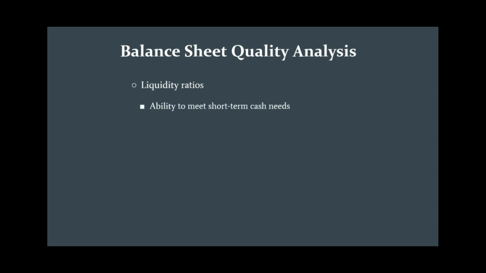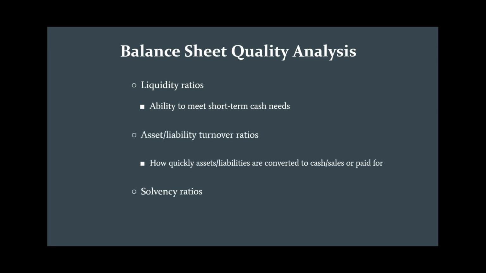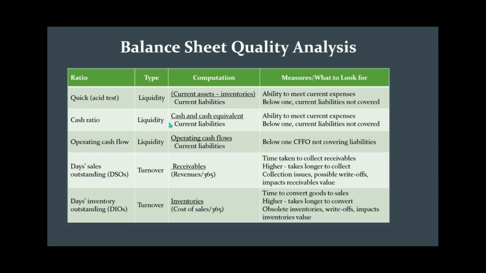Liquidity ratios measure a company's ability to meet short-term cash needs. Asset liability turnover ratios look at how quickly assets and liabilities are converted to cash or sales. Solvency ratios look at a company's capital structure, that is the level of debt or equity used to fund operations. Here are some ratios and things to look for when analyzing these ratios for balance sheet quality.